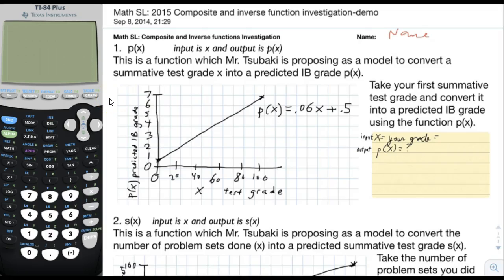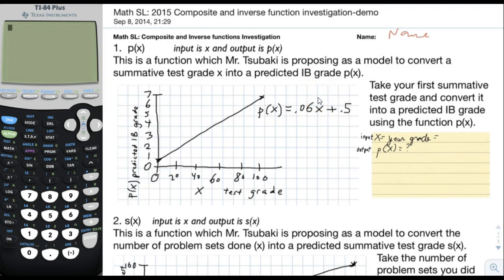These are video instructions for the investigation on composite and inverse functions. I'm going to give you the instructions through the video and you can follow along. Basically, in this investigation, I've created two different functions. One of the functions is function P, and one of the functions is function S.